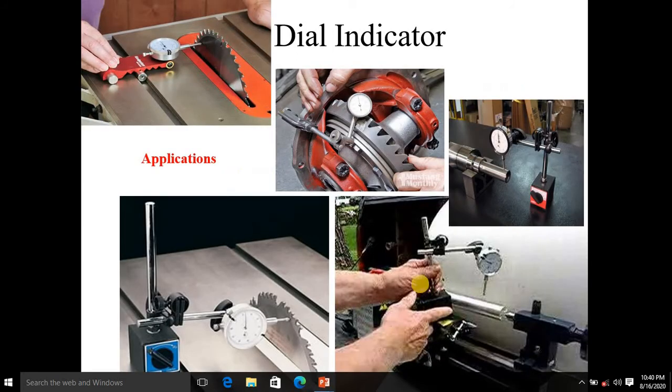So in this picture you can see there are different applications of the dial gauge. In the first application you can see this particular cutter is rotated. If there is a variation or a run out, then sometimes it will give a positive as well as a negative reading on this. If this particular cutter has no run out, then it will show exactly 0 reading.